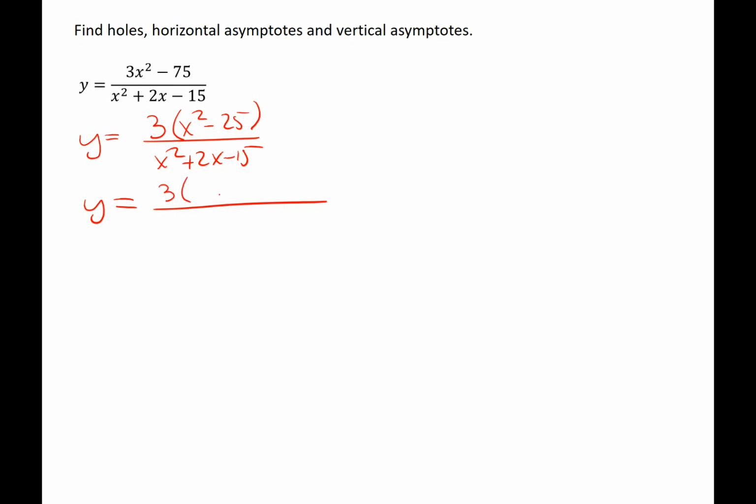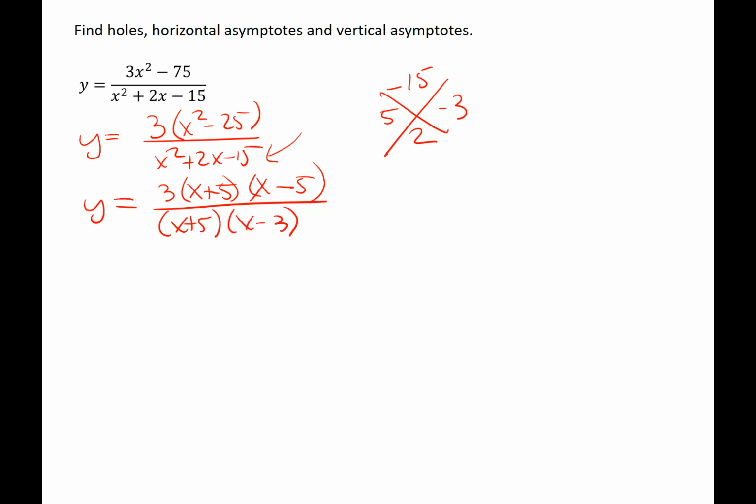So I've got 3. And we know that we take the square root of x squared and we get x. Square root of 25 and we get 5. And we make one a plus and one a minus. And then to do the denominator trinomial, we have to use a magic x. So I need two numbers that multiply to negative 15 and add to 2. And that would be 5 and negative 3. So we've got x plus 5 times x minus 3.